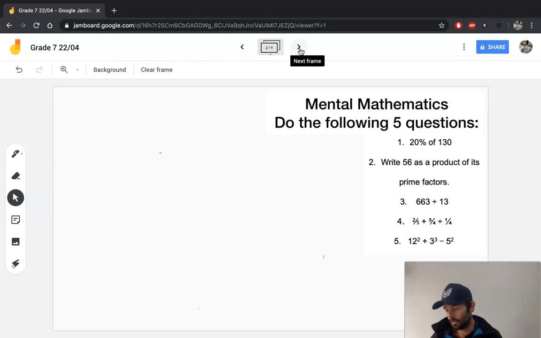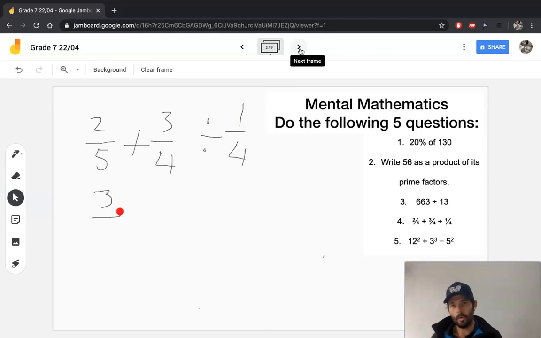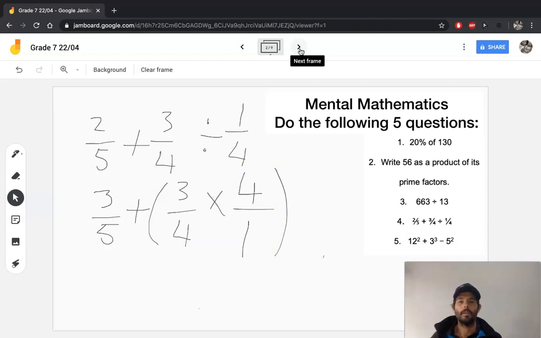So we've got 2/5 plus 3/4 divided by 1/4. And we know that because of order of operations, we need to do, and I'm going to put it in brackets, the division first. And we know that when we divide, the division sign changes to multiply, and the fraction after the division sign gets inverted to its reciprocal.